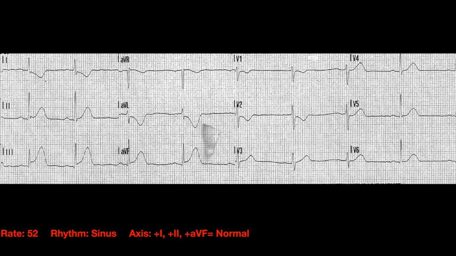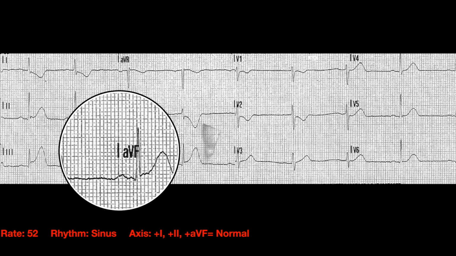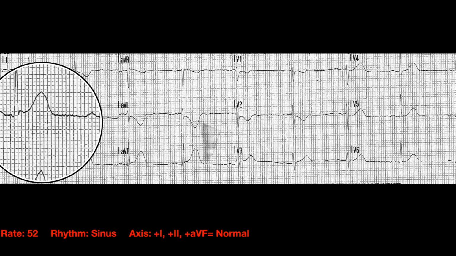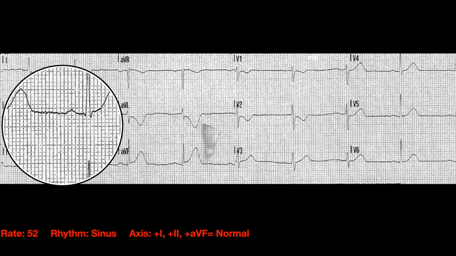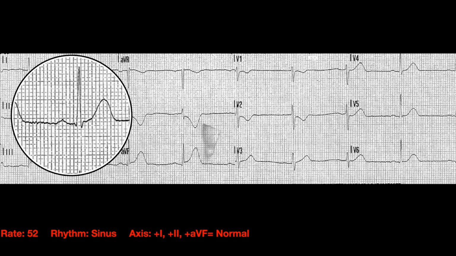Rate, rhythm, axis. How about intervals? Let's take a look at the intervals, and we may have to look kind of closely on this one. So we got to find our P waves first. Let's look at the PR interval. There's a good looking P wave, as is that one. So, again, as always, the start of the P wave to the start of the QRS, if it is normal, should be under one big box or 5 little boxes in length. And it looks like that is kind of right on the edge of 5 little boxes.